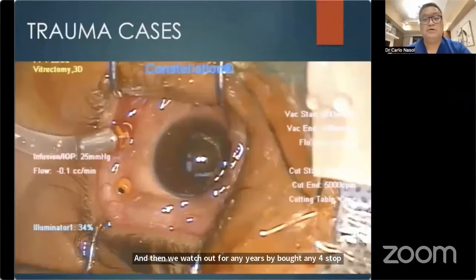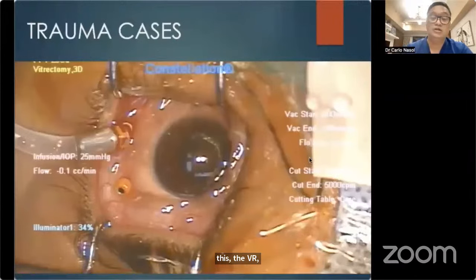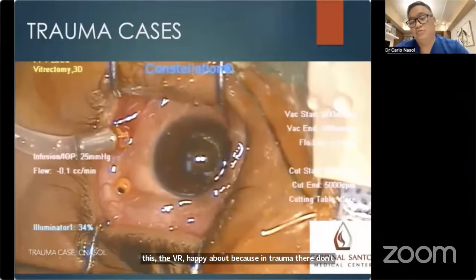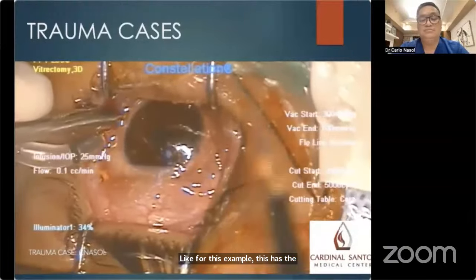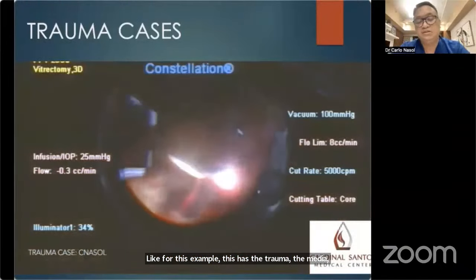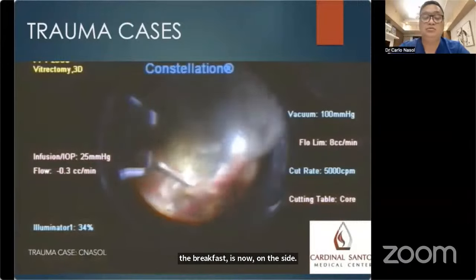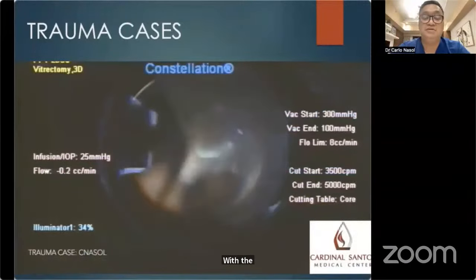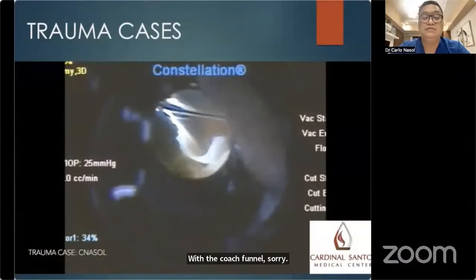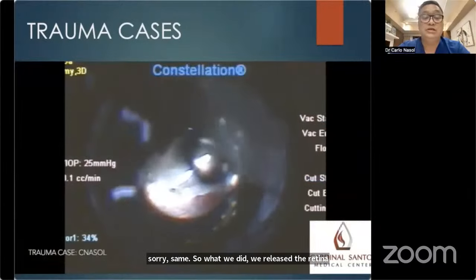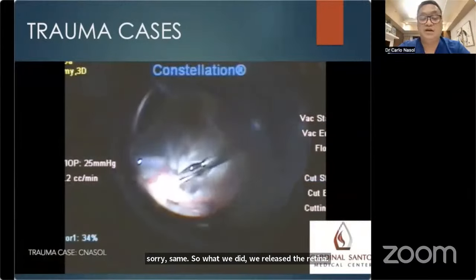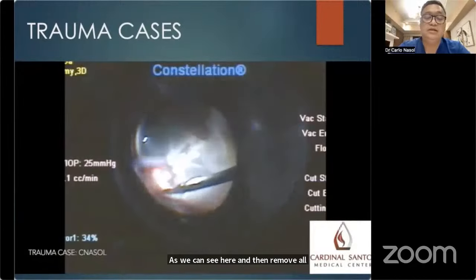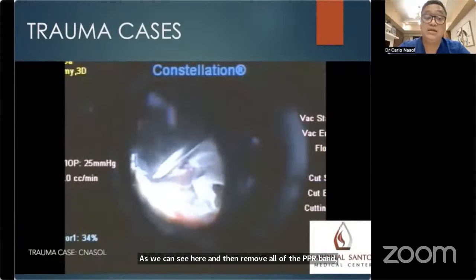And moving on, how about trauma? Trauma is one of the things that the VR surgeon is happy about, because in trauma there are no rules. Like in this example, this patient had trauma, the medial rectus is now impinged on the side, with a closed funnel, semi-closed funnel retinal detachment with massive PVR. So what we did, we released the retina, as you can see here, and then removed all of the PVR bands, removed the subretinal blood, and tried to relax as much as we can.